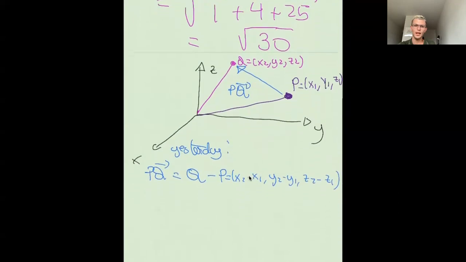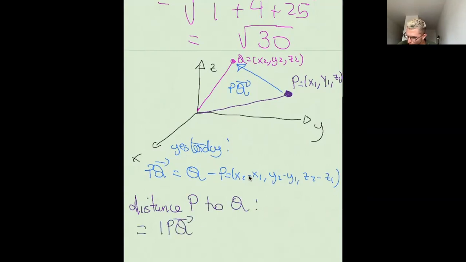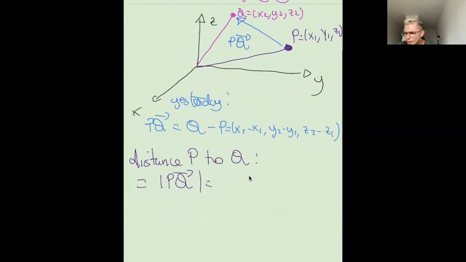Right? And the size of this blue vector was supposed to be the distance from P to Q. But now we know how to find the size, so the distance from P to Q is equal to the norm of this vector PQ. But because of the formula that I just gave you, and again, this is probably things that you have seen before, but now we're looking at them from a different perspective, right?